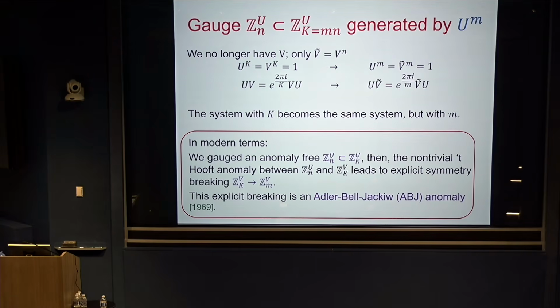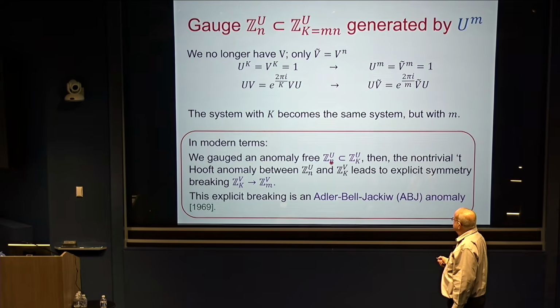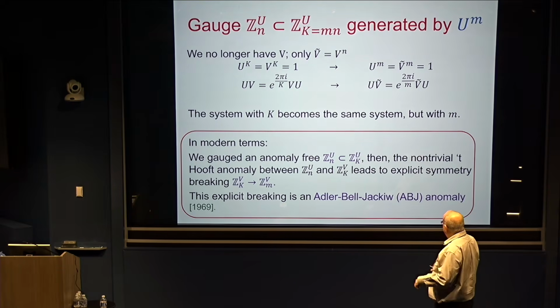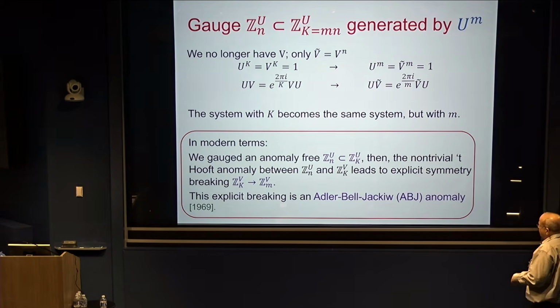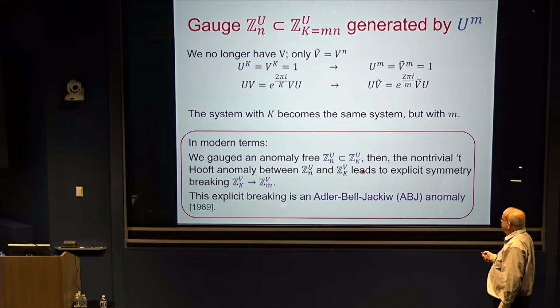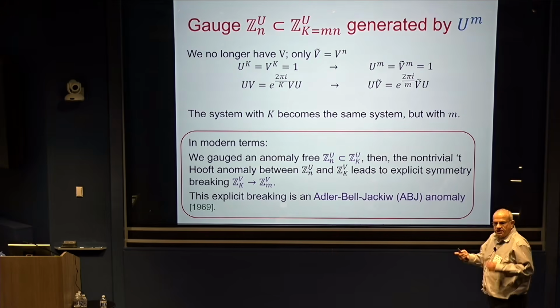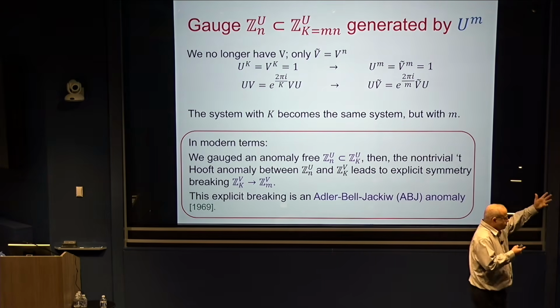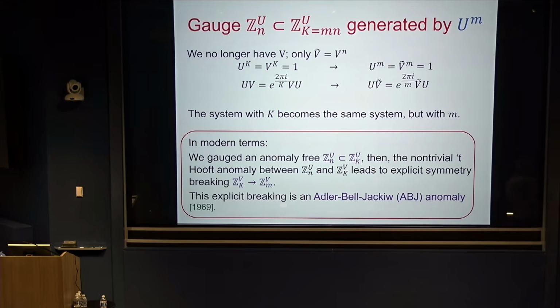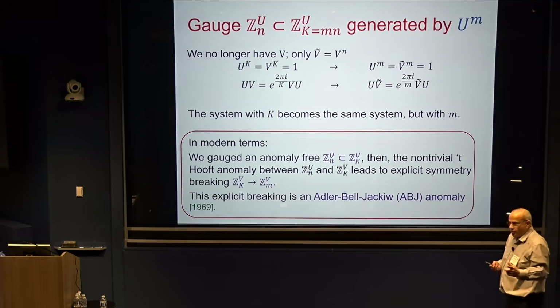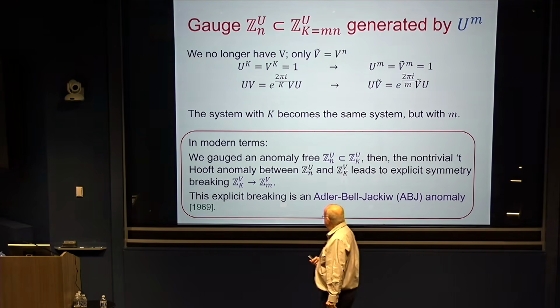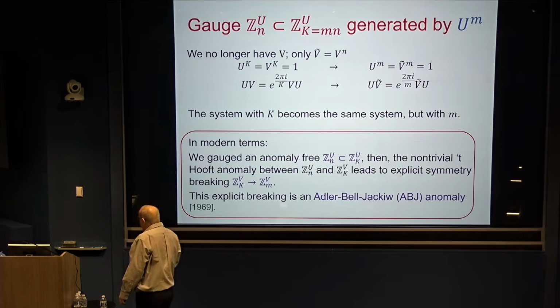And let me say that in modern terms. In modern terms, we gauge an anomaly-free subgroup. This Zn did not have a phase with itself, did not have this projective phase. But this Zn had non-trivial phases with the elements in the other group, the group with V's. These anomalies, these phases with the other symmetry, the fact that we had a 't Hooft anomaly between this Zk and the other one, after we gauge, it becomes an Adler-Bell-Jackiw anomaly, thus explicitly breaking the other one. So the explicit breaking of one of these Zk's is a manifestation of what we call Adler-Bell-Jackiw.